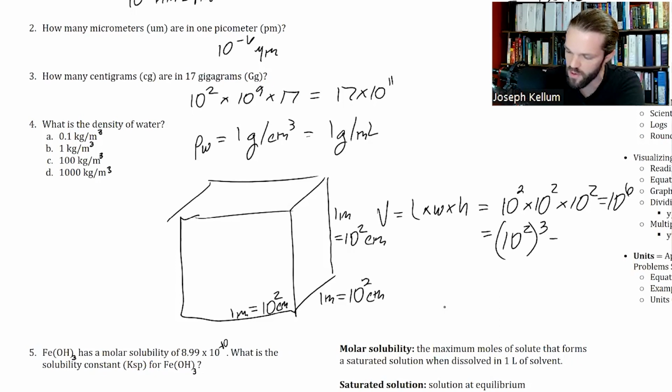And similarly, whenever you're raising one exponent to another power, you just have to multiply those 2 exponents together.